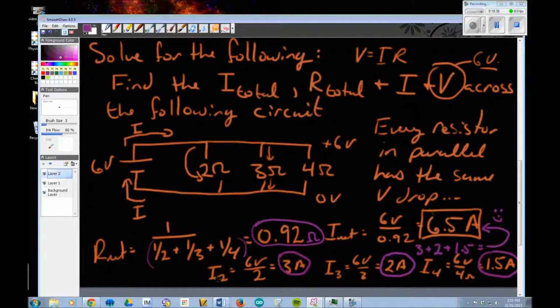And then you use Ohm's law, I equals V over R, for each of these. So you have 6 volts through a 2 ohm resistor, so you get 3 amps there, 2 amps here, and 1.5 amps through the far one. If you add all those up, 3 plus 2 plus 1.5, that should equal the total current traveling through the system. And that should make sense. Whatever leaves here splits up into each branch, and then travels back into the circuit at the end.